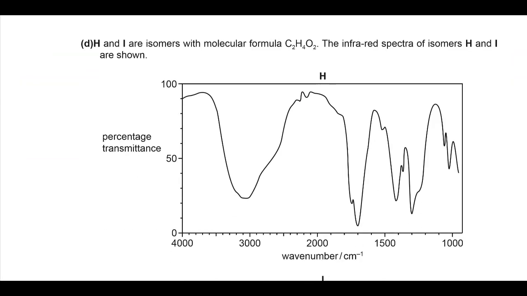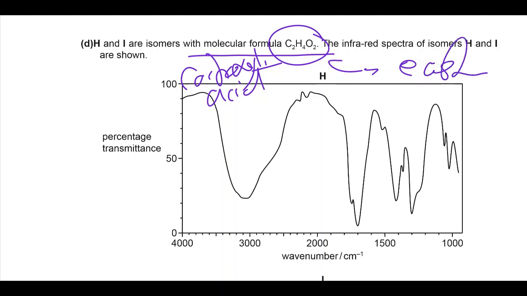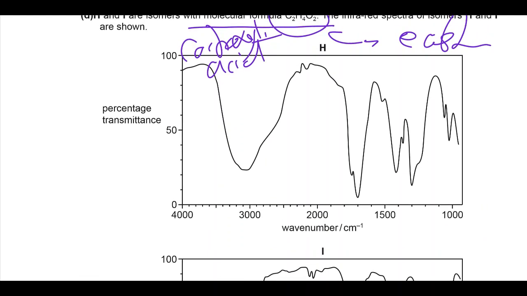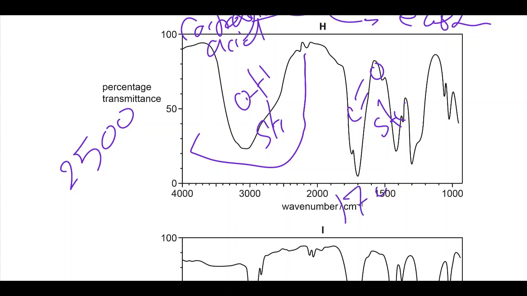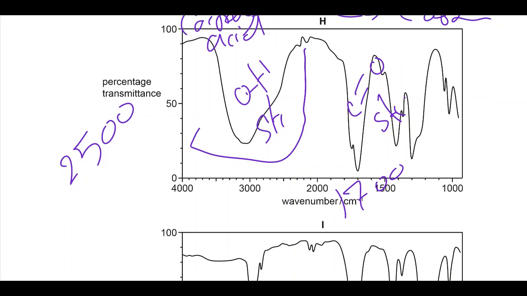So H and I are isomers with this molecular formula. The infrared spectra of isomers: always when you have a compound with two oxygens, it could be, as a general rule, carboxylic acid or ester. From this spectrum, it's very clear it's carboxylic acid, because you have the stretch of the carbonyl group, and here you have the stretch of OH, which is very wide and starts from more than 2500 cm^-1.